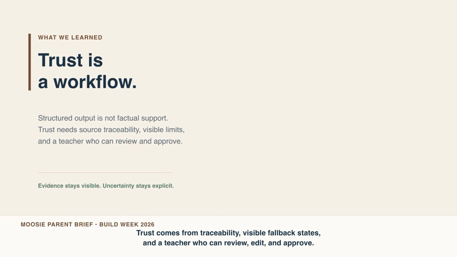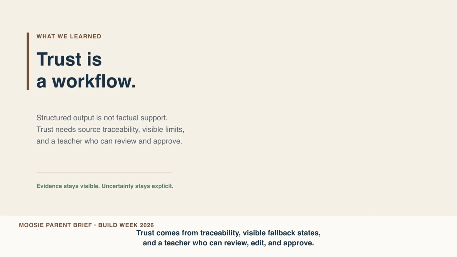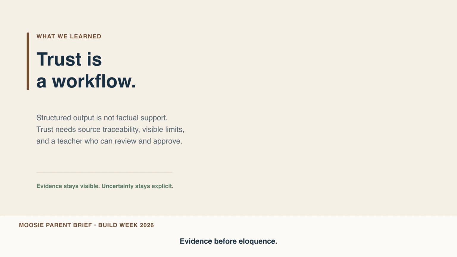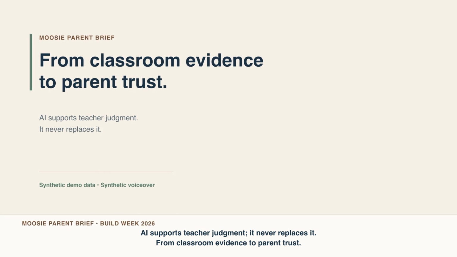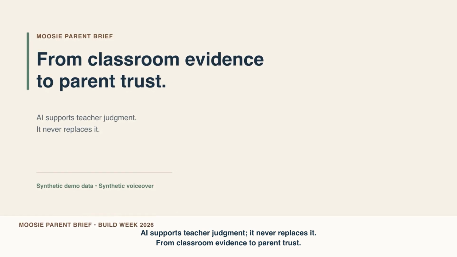Structured output alone is not factual support. Trust comes from source traceability, visible fallback and failure states, and a teacher who can review, edit, and approve. Evidence before eloquence. AI supports teacher judgment. It never replaces it. From classroom evidence to parent trust.